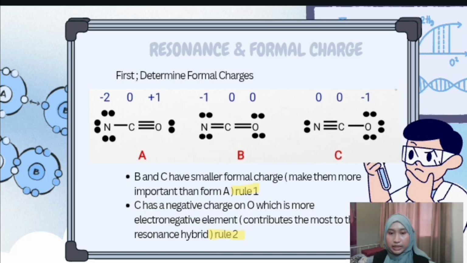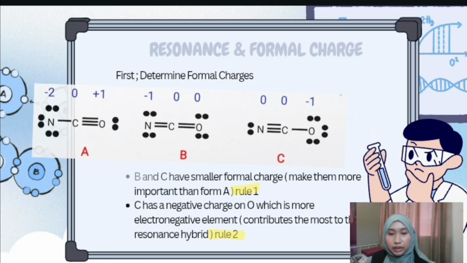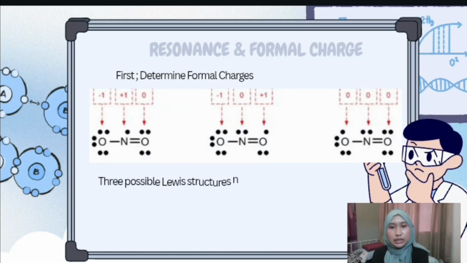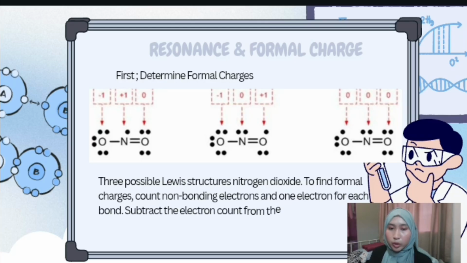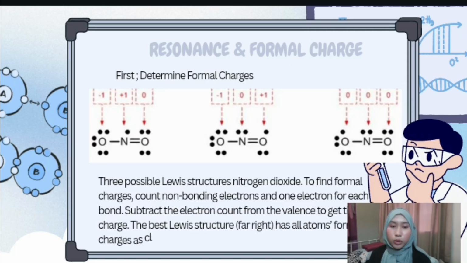And then C has a negative charge on oxygen, which is the more electronegative element, so it contributes the most to the resonance hybrid. That is the second rule. So this is the example answer. There are 3 possible Lewis structures for nitrogen dioxide. To know which is the best, we find the formal charges: count the non-bonding electrons, and 1 electron for each bond. Then we subtract the electron count from the valence electrons to get the formal charge, and that is how we know the best Lewis structure.